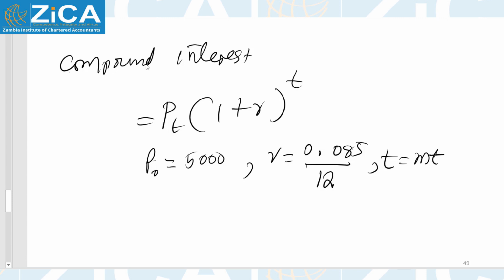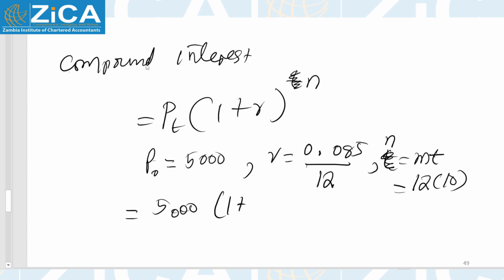Here, let us put our T as N instead of time, so that the total number of periods will be equal to 12 times how many years we have, which is 10, so 12 times 10. So this now becomes 5,000 times 1 plus the interest rate, which if you simplify it will be 0.085 over 12. The problem with that is the interest rate, especially if you are working with a financial institution, is the number of decimal places. Carry as many decimal places as possible. This is to the power 120.